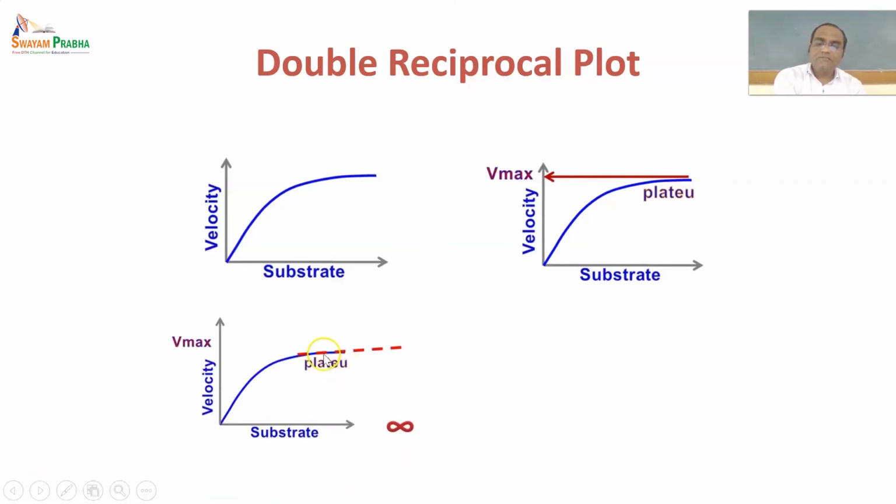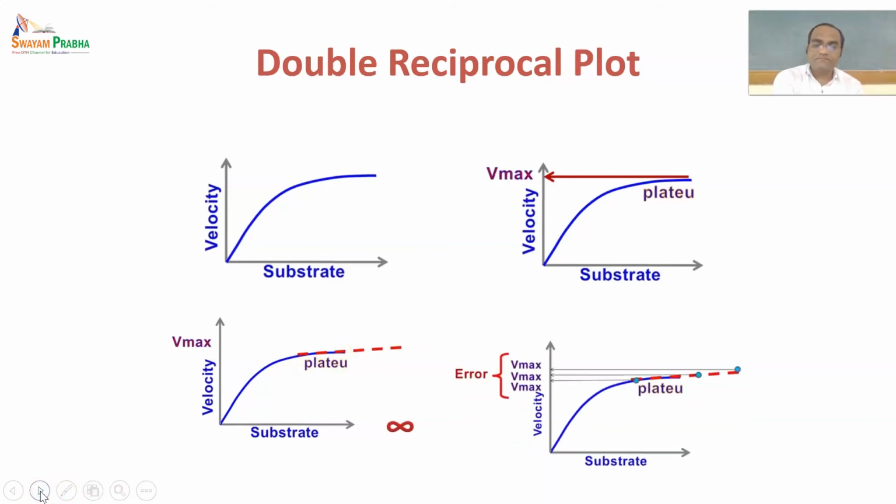So this value is nothing but infinity, because it does not increase as it did earlier with velocity and substrate. As the concentration of substrate increases, the velocity of an enzyme-kinetics reaction also increases, but only up to a certain level, where we get a plateau, and this is what we call infinity.